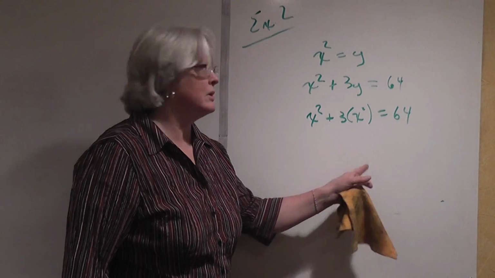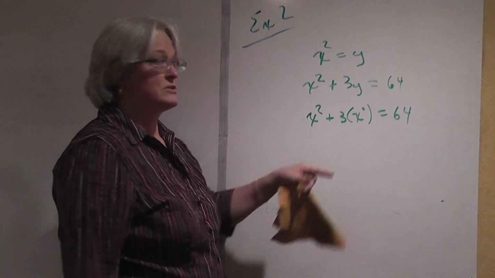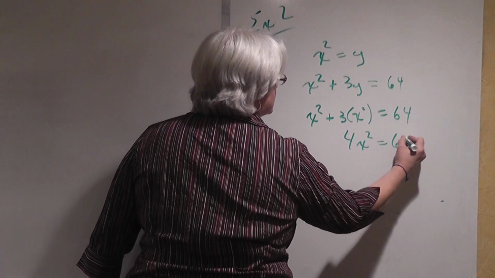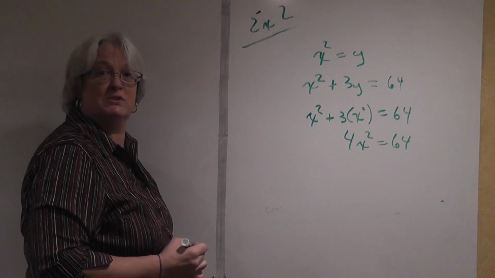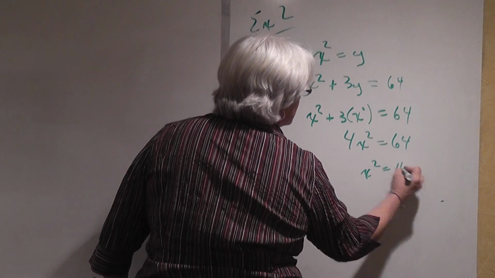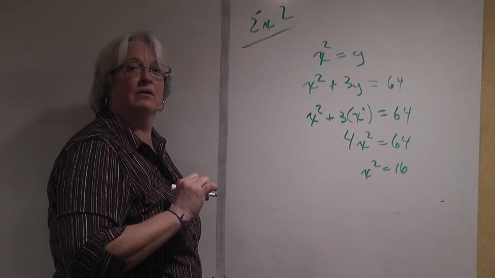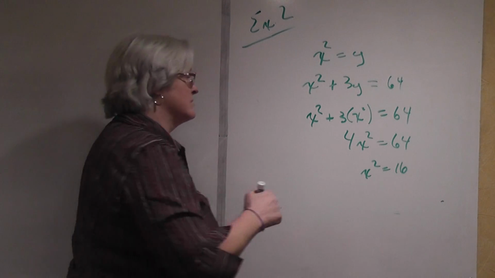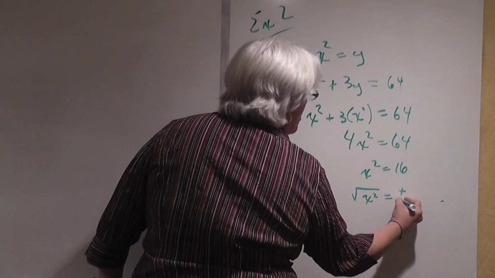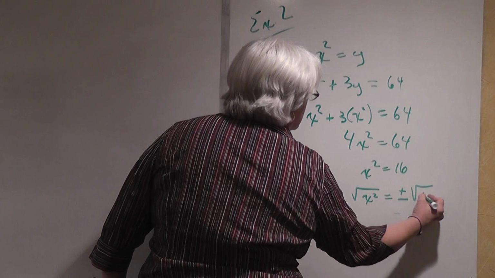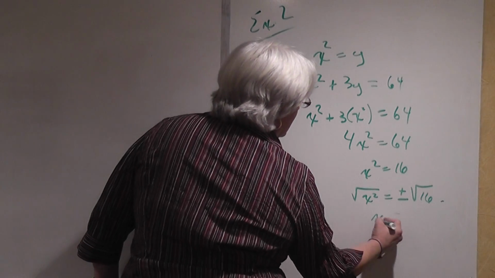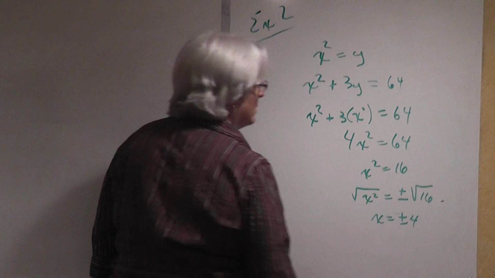What is 3 times x squared? 3x squared. X squared plus 3x squared? 4x squared is equal to 64. Divide both sides of this equation by 4. X squared is equal to 16. Now to remember, you go back and you take the square root. The square root of x squared is equal to plus or minus the square root of 16. X is equal to plus or minus 4.